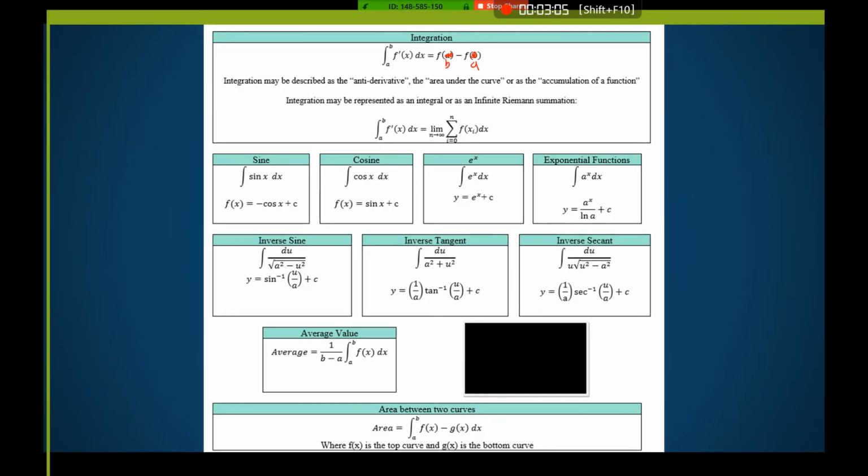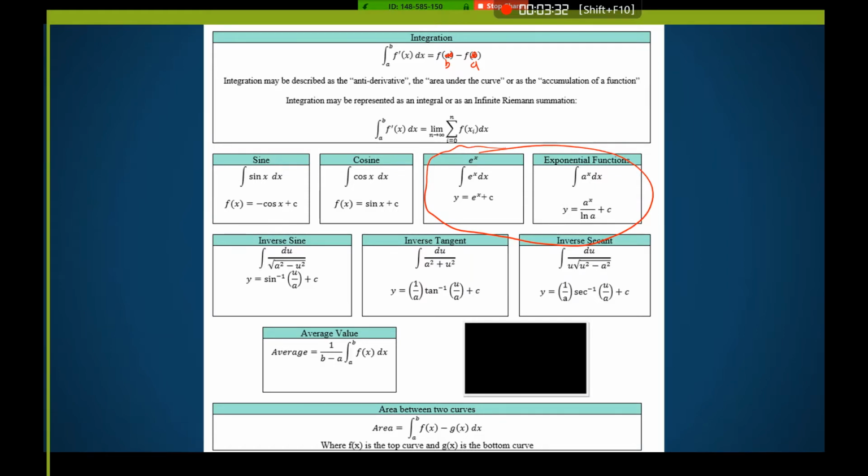When we integrate a derivative, we'll end up with the original function and then the upper bound minus lower bound. If we integrate any of our trig functions, we'll work backwards. When I derive sine, I get cosine, so when I integrate cosine, I will get positive sine. Same thing for our exponential functions and logarithmic functions, so we can work backwards. If I integrate e to the x, I'll get e to the x plus c.